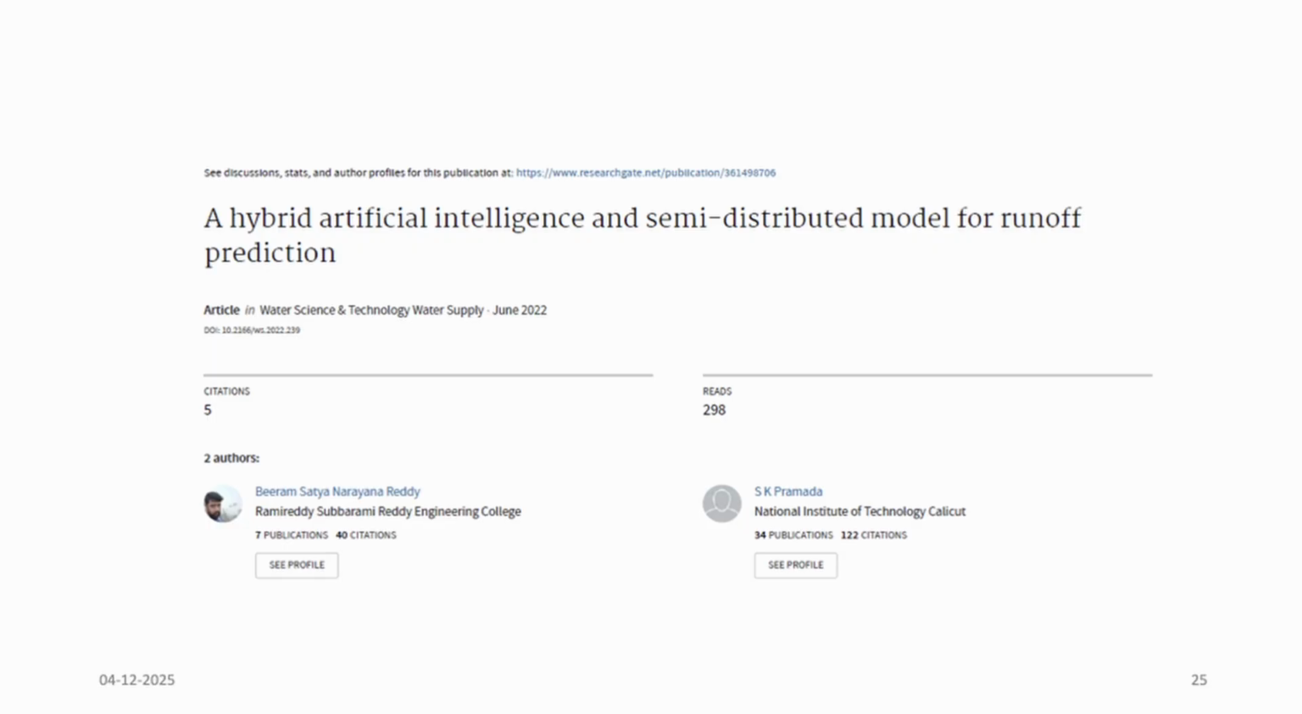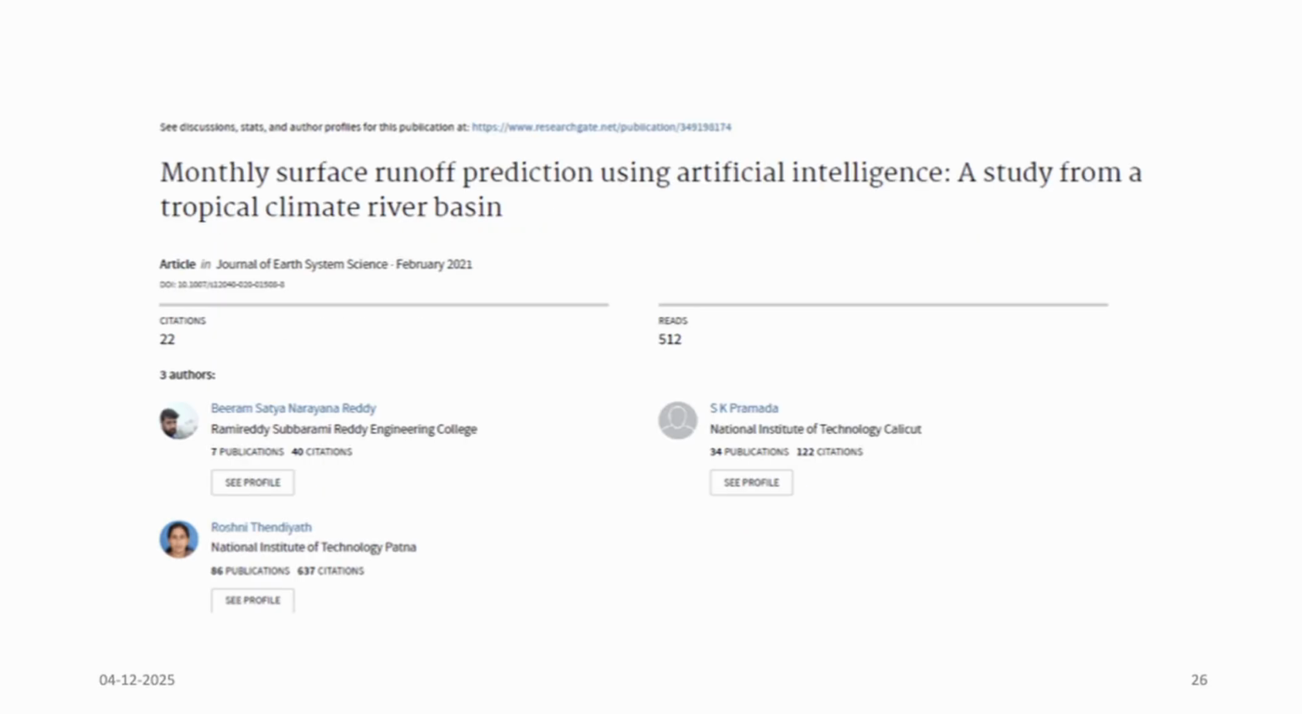Okay, these are some of the papers: a hybrid artificial intelligence and semi-distributed model. This is like a hybrid hydrologic model, where we have coupled HEC-HMS with the ANN model. And this is monthly surface runoff prediction using artificial intelligence.